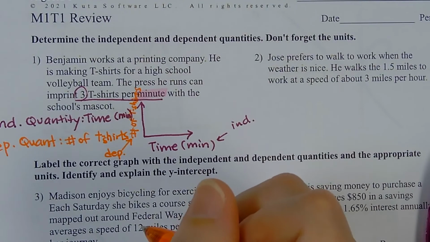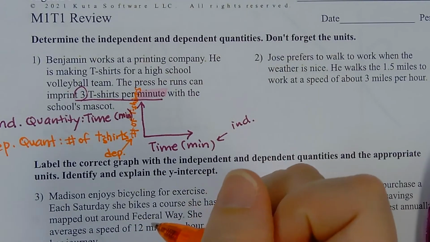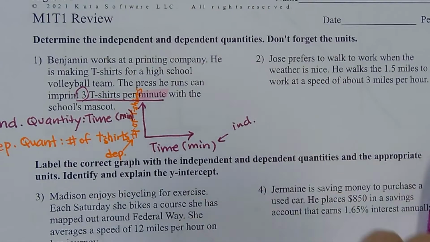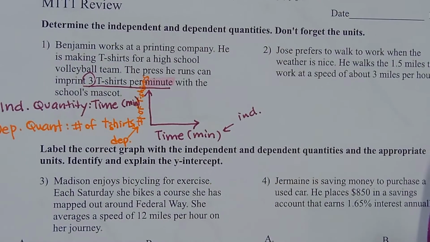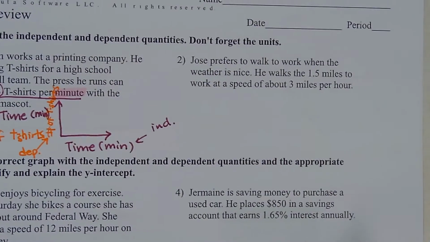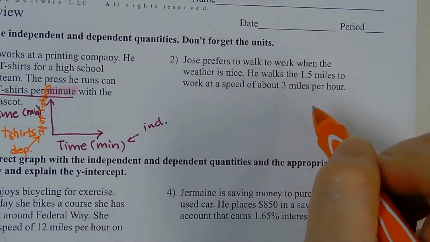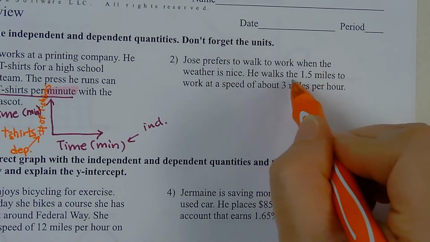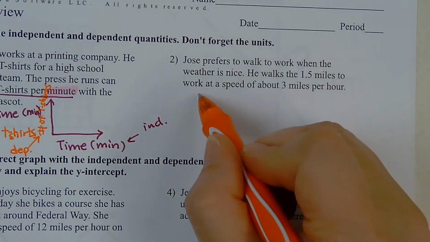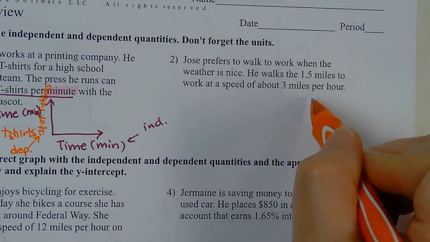If it was something like temperature, then you would need units because are we talking about Fahrenheit? Are we talking about Celsius? Those are things that you would need. All right, so let's go to number 2. Jose prefers to walk to work when the weather is nice. He walks the 1.5 miles to work at a speed of about 3 miles per hour.